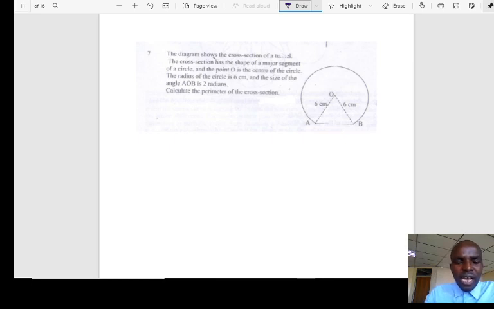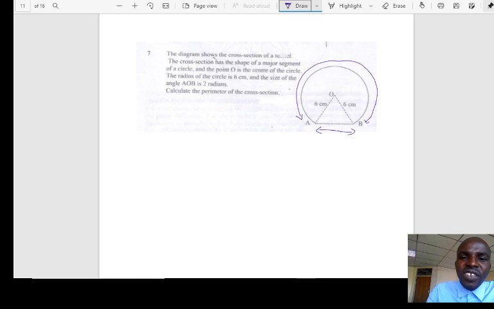Let me read again. The diagram shows the cross section of a tunnel. The cross section is the shape of a major segment of a circle, and the point O is the center of the circle. We are given that the radius is 6 centimeters and our angle is 2 radians. I want to calculate the perimeter of the cross section, which is the distance around this item. From this point to this point, plus this distance AB. AB is a straight line, so we have to use some other method to find the distance AB. The major arc is actually easy to find, right? So how can you find that one?